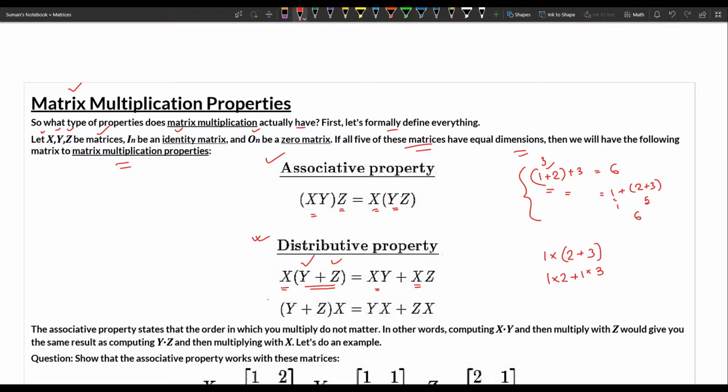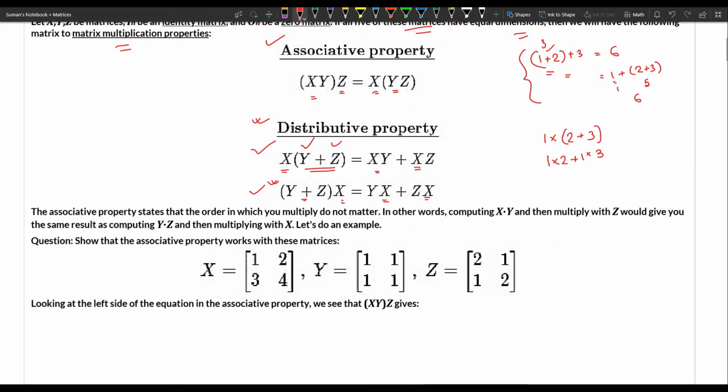That happens the same if we have Y plus Z on the left hand of the multiplication. Here also Y and Z are distributed with the X multiplication. That is the left hand distributive property, and that is the right hand distribution. So let's check the associative property at first.